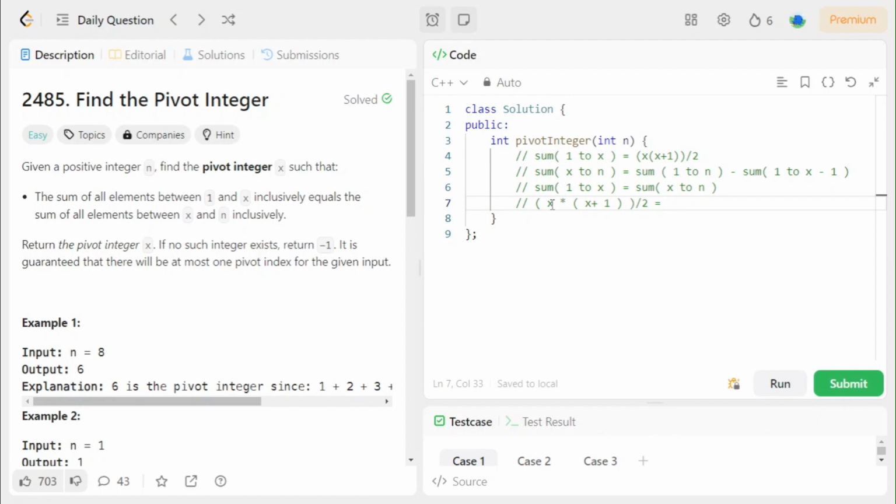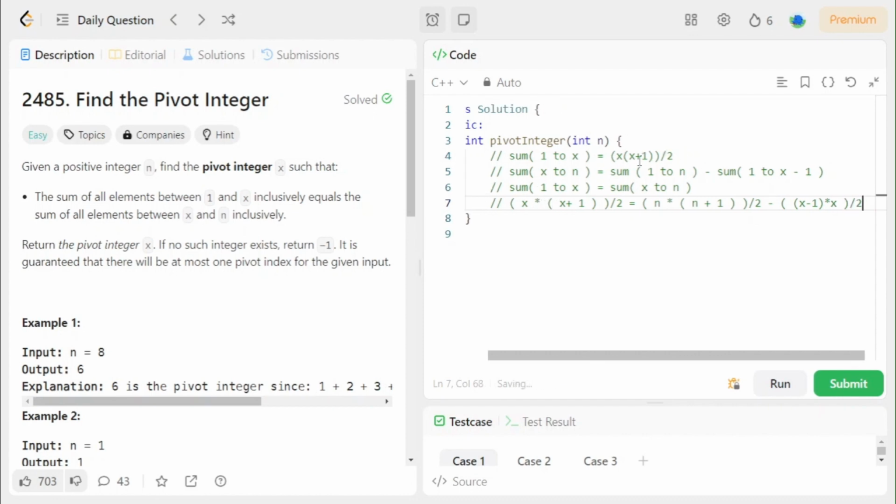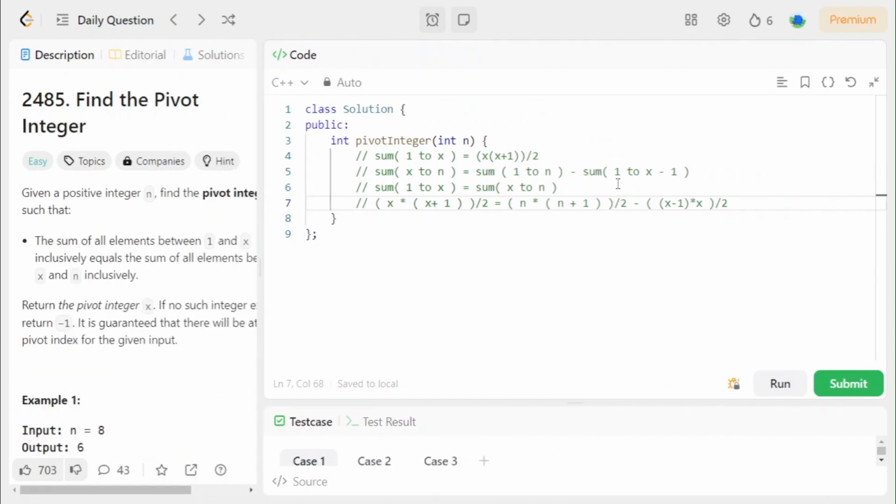minus 1. So sum 1 to n will have the product n star n plus 1 by 2, and sum 1 to x minus 1 will have x minus 1 star x by 2. Basically the formula for 1 to x is x into x plus 1 by 2. So for 1 to x minus 1, we put x minus 1 here and here, so we'll get x minus 1 into x by 2. So that's how we get this, right?